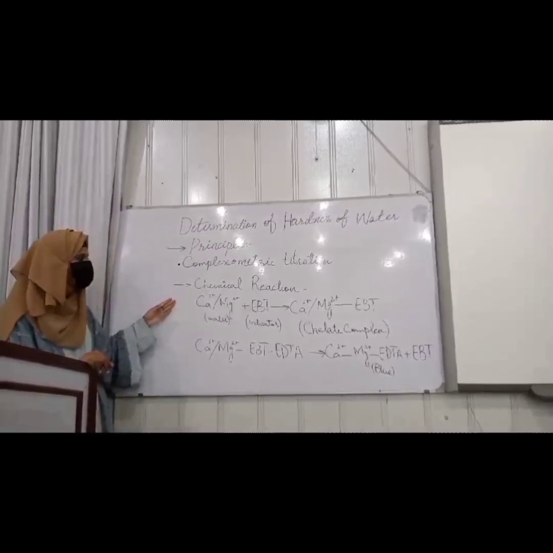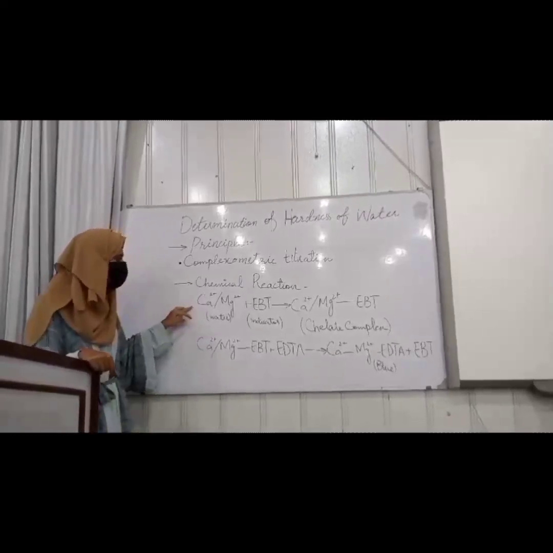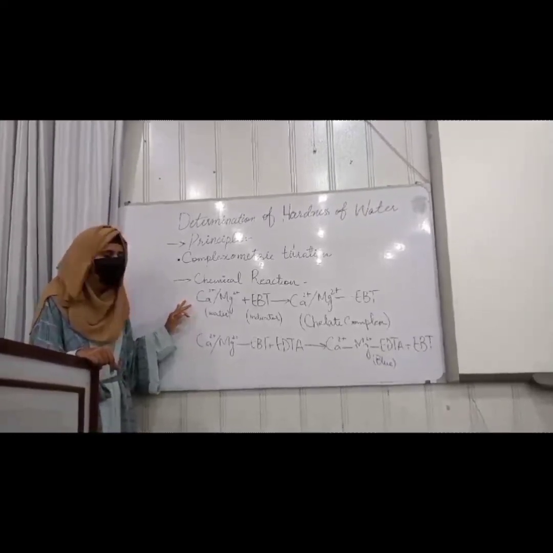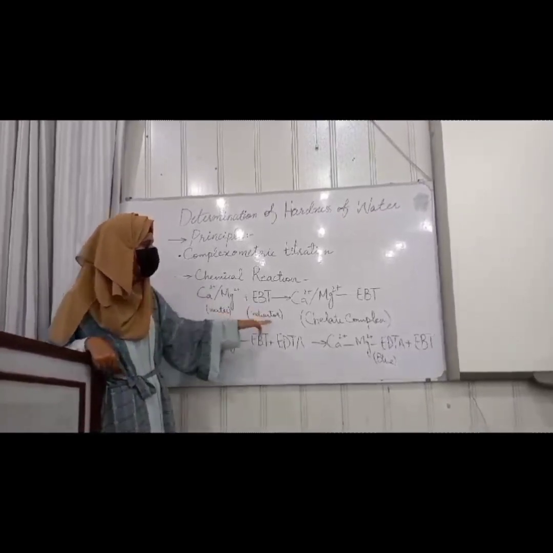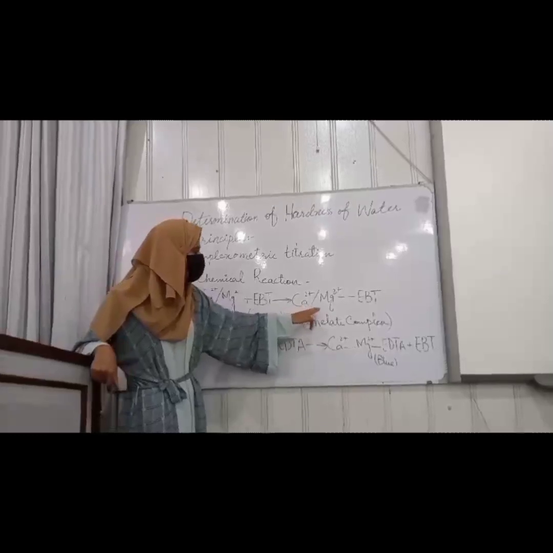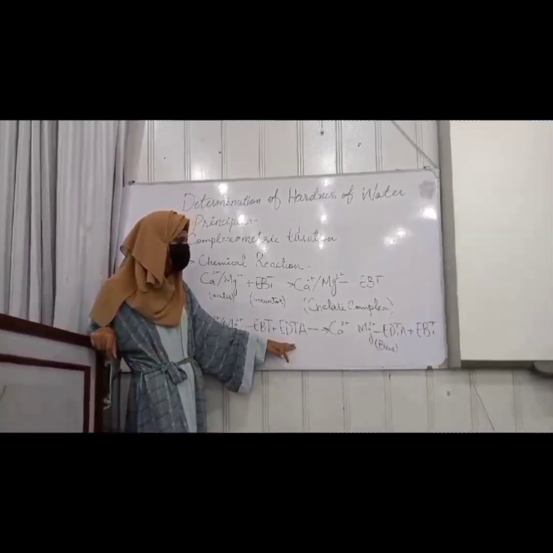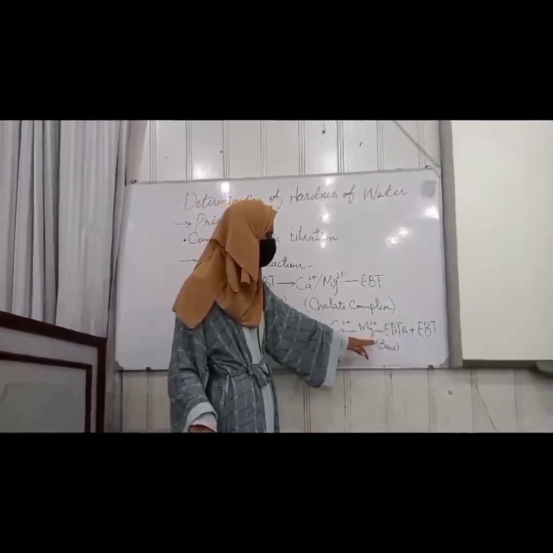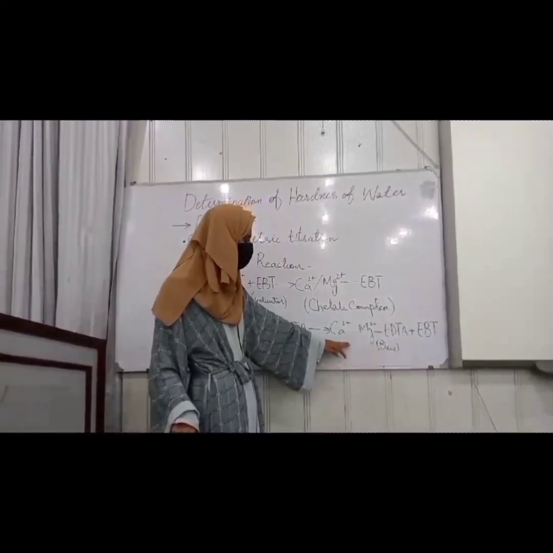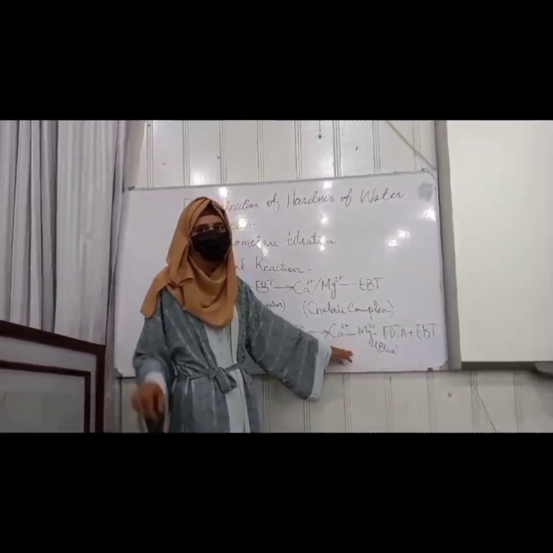Let us discuss the chemical reaction which occurs during the experiment. In this experiment, the calcium and the magnesium ions which cause the hardness of water combine with the indicator, which is EBT, to form a chelate complex, which is calcium and magnesium EBT. Then this chelate complex is titrated against the EDTA solution, in which the calcium and the magnesium combine with the EDTA and Eriochrome Black T is released. The color of the titrated solution is blue, which is the end point of the titration.